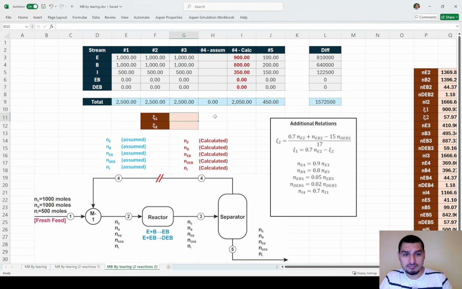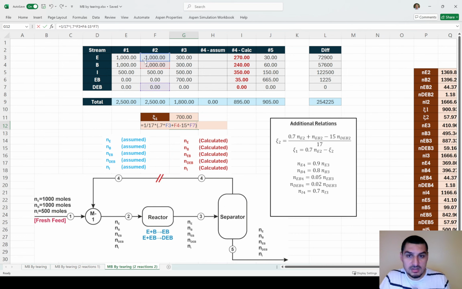So Xi1 is 0.7 times Ne2 minus Xi2, and Xi2 equals 1/17 times 0.7 times the number of moles of ethylene in 2 plus the number of moles of ethylbenzene in 2 minus 15 times diethylbenzene in 2. Of course, these numbers are not the actual numbers because we haven't assumed stream 4 yet, but I'm just writing the formulas.